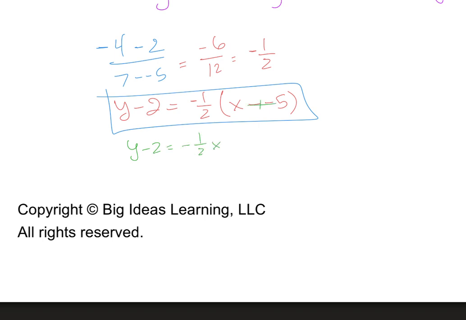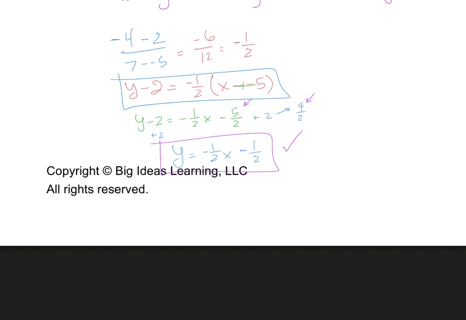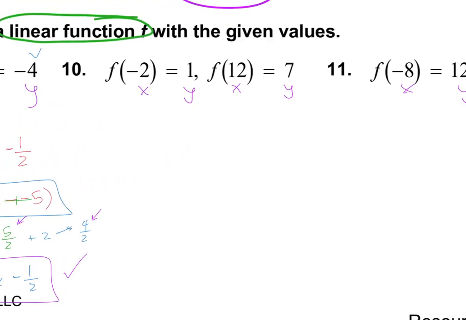negative 1/2 x minus 5/2. We're going to add 2 to both sides. 2 is really 4 over 2. So we're going to get y equals negative 1/2 x minus 1/2. Why is it minus 1/2? Because negative 5/2 plus 4/2 would be negative 1/2. So either one of those works. Please tell me you didn't try and do it in standard form, because that would just not be fun for anyone.